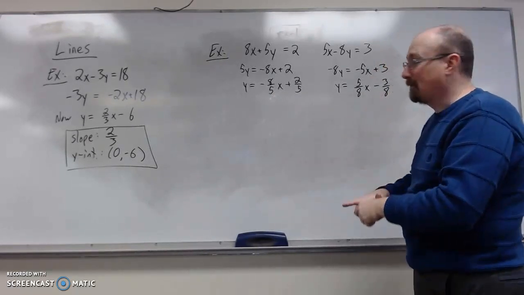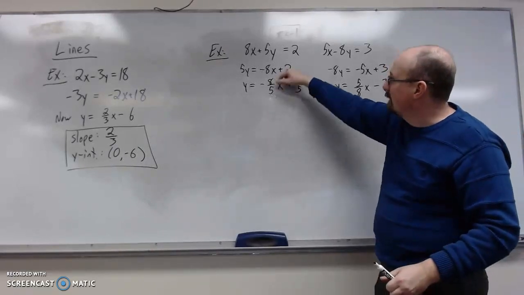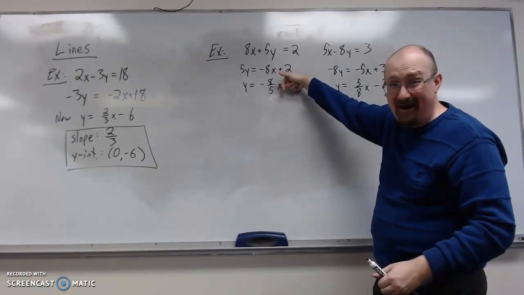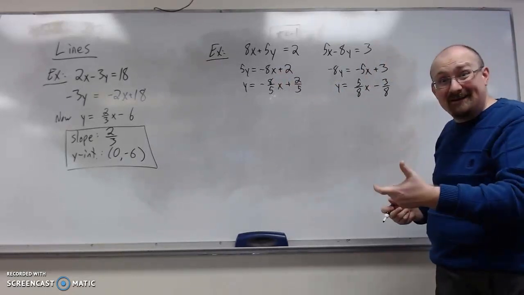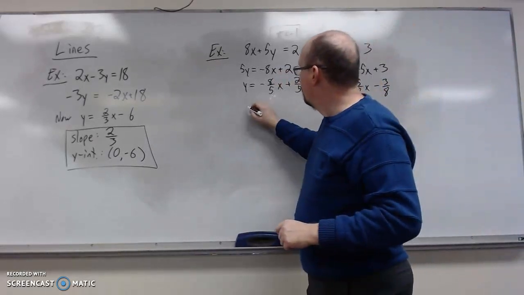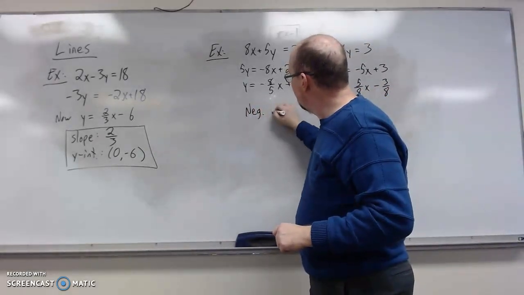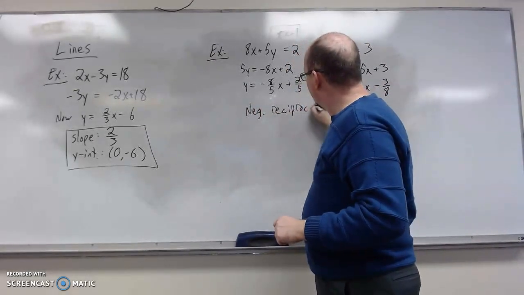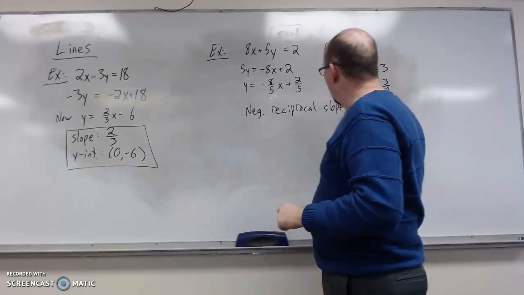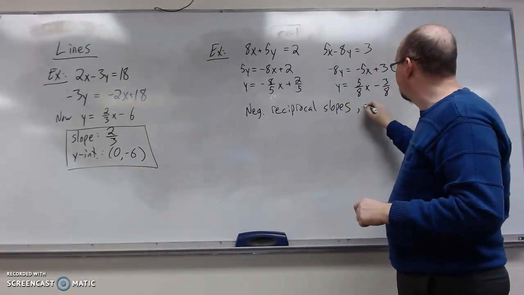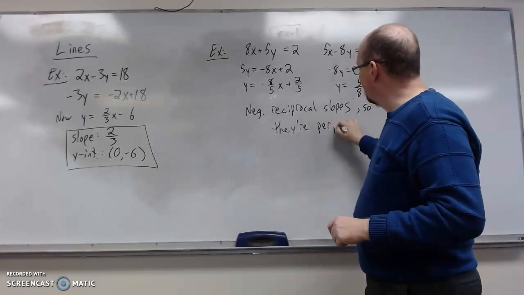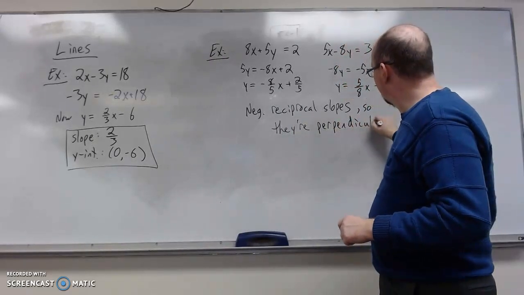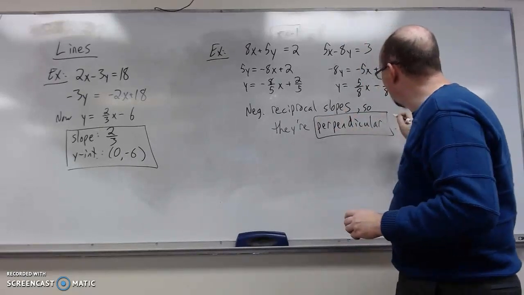Are they negative reciprocals? Well, if we take this and we flip it over, we'd have negative 5/8, and then when we take the negative, it goes bye-bye. So they are, in fact, negative reciprocals. So we have negative reciprocal slopes in this instance. So they're perpendicular. All right.